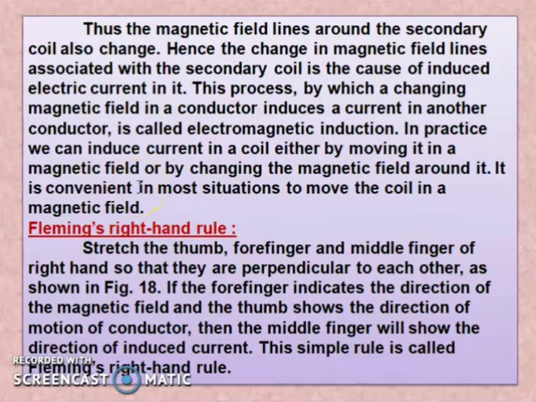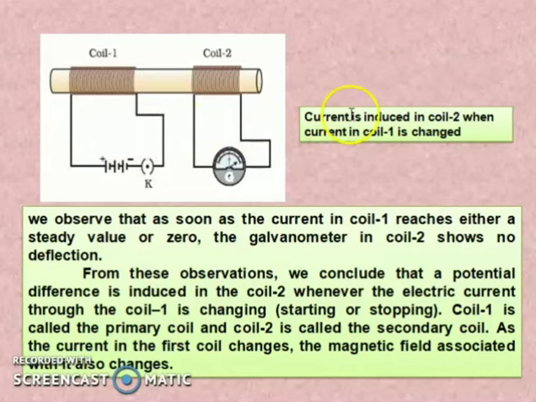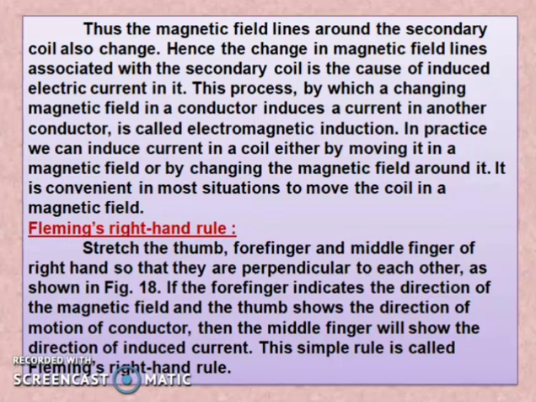It is convenient in most situations to move the coil in the magnetic field. So in this, current is induced in coil 2 when the current in coil 1 is changed. When the current in the coil changes, the induced current in coil 2 is deflected in the galvanometer. This we call electromagnetic induction.